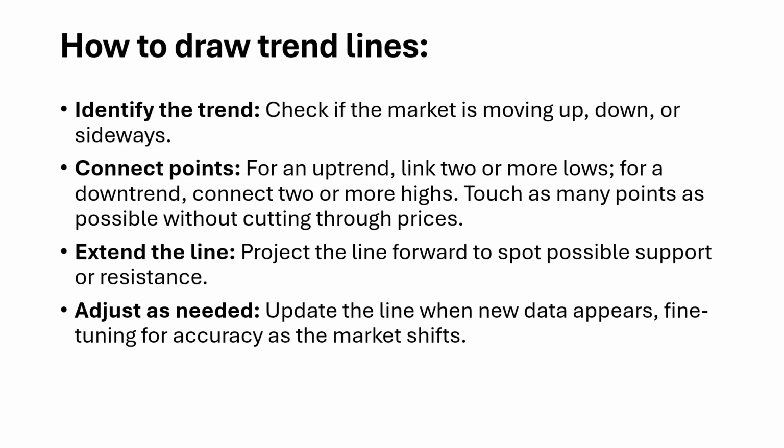How to draw trend lines. Identify the trend. Check if the market is moving up, down, or sideways. Connect points. For an uptrend, link two or more lows. For a downtrend, connect two or more highs. Touch as many points as possible without cutting through prices. Extend the line. Project the line forward to spot possible support or resistance. And adjust as needed. Update the line when new data appears, fine-tuning for accuracy as the market shifts.